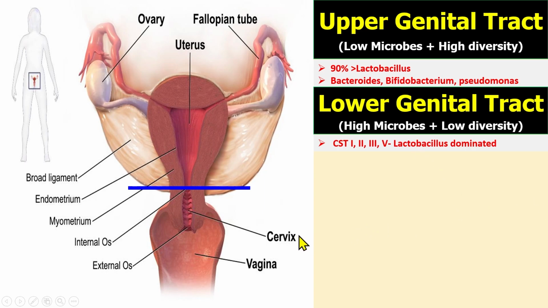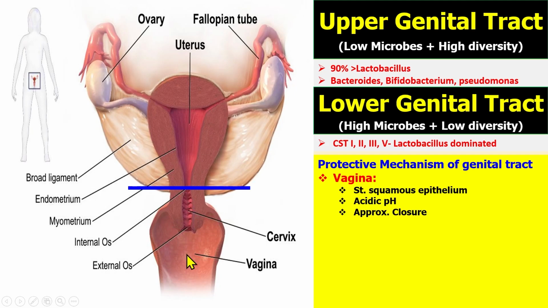Okay. If there is any infection, the microbiome which is in eubiosis changes into dysbiosis, where it is replaced by anaerobes, streptococci, and different infective agents that cause the infection. Okay, so what are the protective mechanisms of the genital tract? In the vagina, you see stratified squamous epithelium, acidic pH, and apposition closure, which prevent infection. In the cervix there is a mucus plug, especially during pregnancy, which prevents infection. Also, antibodies present in the mucus prevent infection.